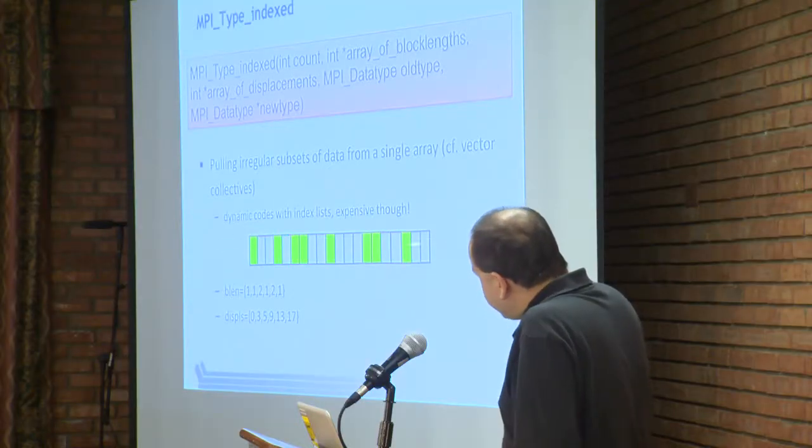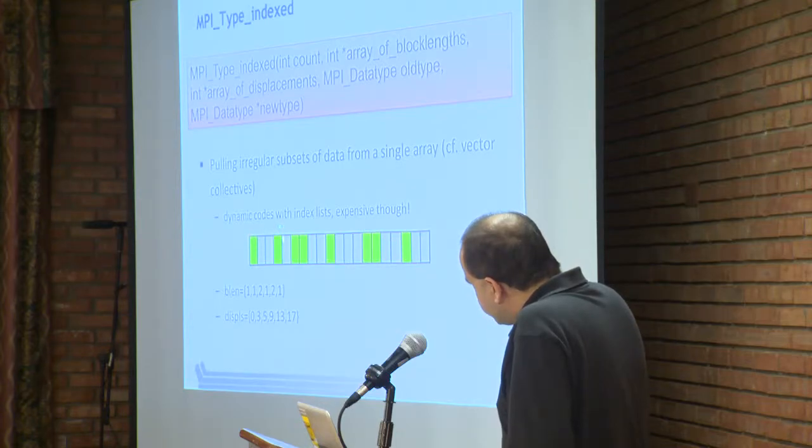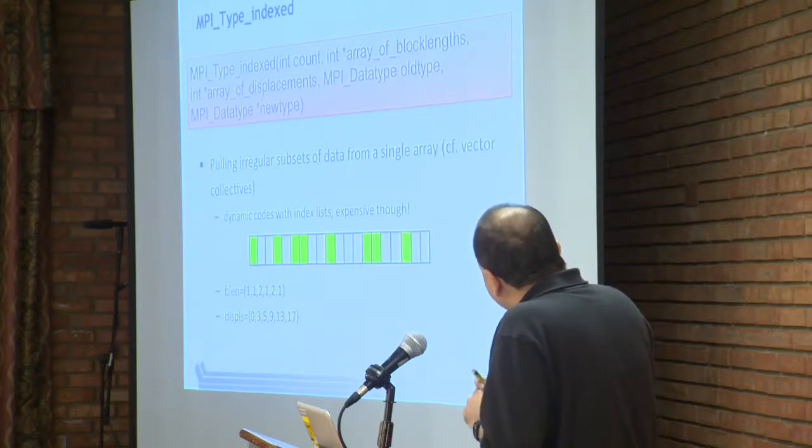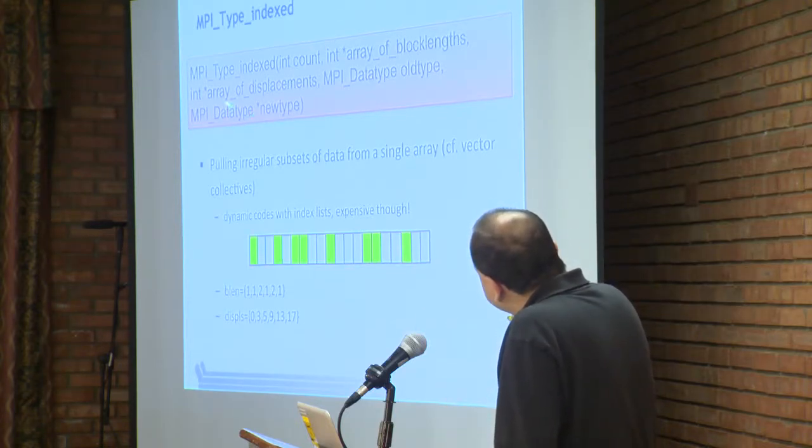Let's look at the indexed one. So the indexed one is like a vector with a non-uniform stride. So let's say you have this kind of pattern where there's a gap of 2 here, 1 here, 2, 3, 2. It's not uniform. So now you cannot have a single stride parameter. So what you now have is an array of displacements. So now each of these has to be specified separately in this array.